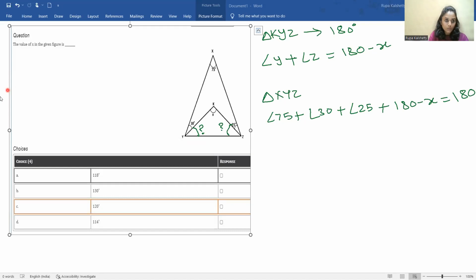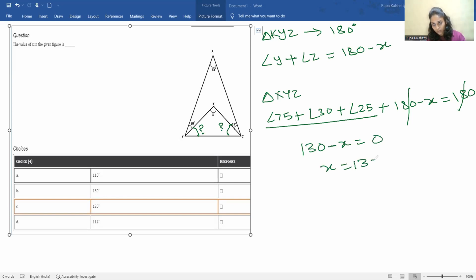Okay, so let's solve this equation further. So 180 on both sides gets cancelled. And if you add all this together, it gives you 130 minus x is equal to 0. So your x is equal to 130 degree. This should be your answer. And option B is your correct answer.